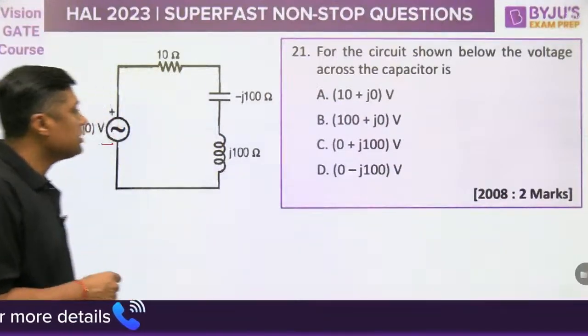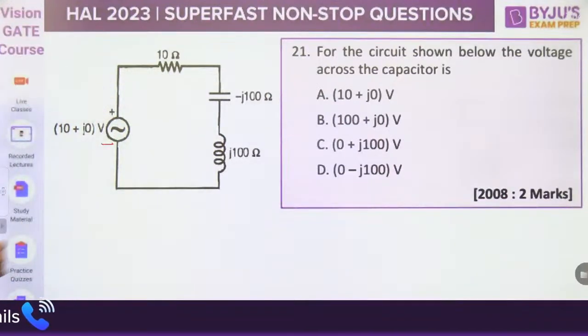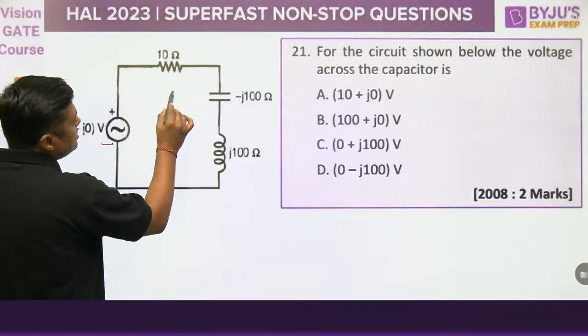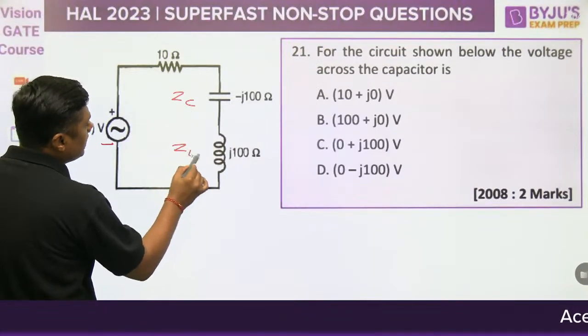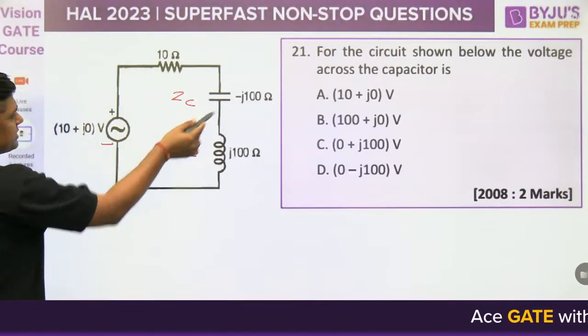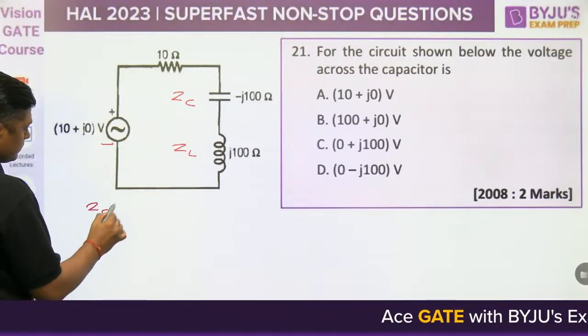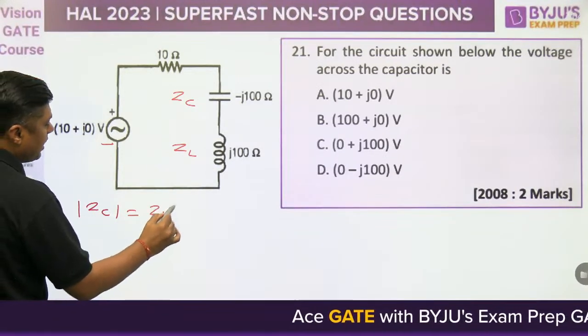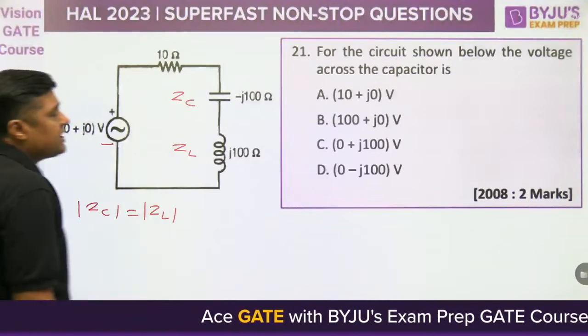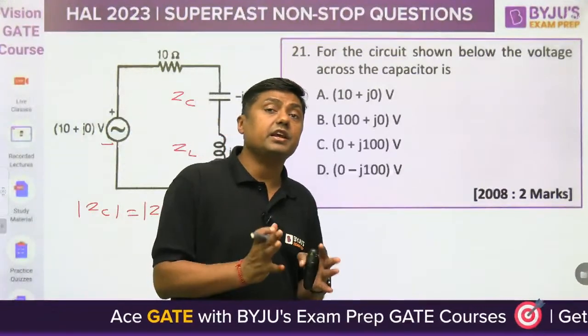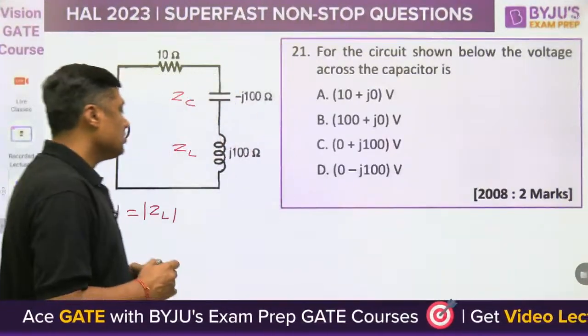Okay, what is the answer for this question? Now, watch this. This is ZC, this is ZL. So what is the magnitude of ZC and ZL? Equal. ZC and ZL are equal. If ZC and ZL are equal, it means the circuit is in resonance. The circuit is in resonance.